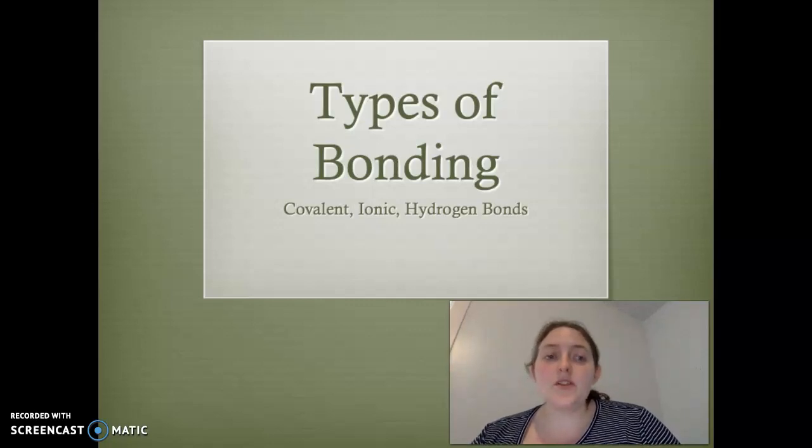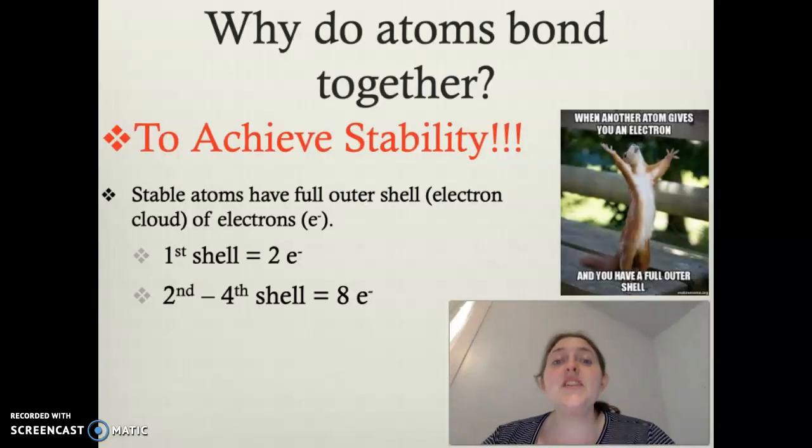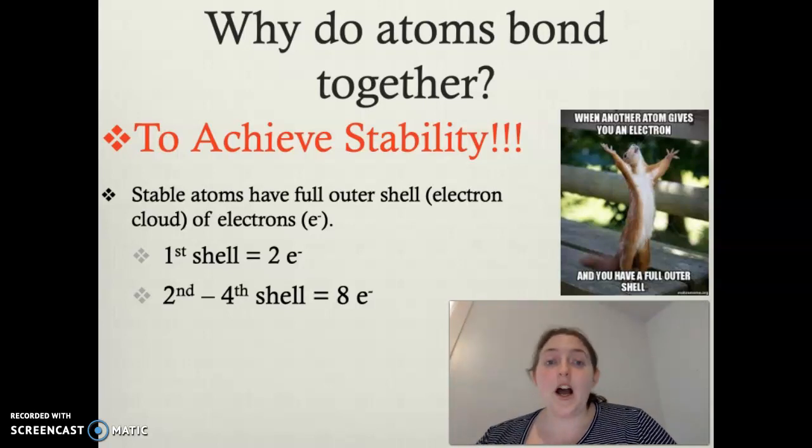So first question of importance is, why do atoms bond together? Now this is to achieve stability. Stable atoms have full outer shells. The first shell usually contains 2 electrons, and the second to fourth shell hold 8. We're not going to go any further than that, but there are elements that have more than 4 shells filled. But for now, we're going to focus on shells 1 through 4.